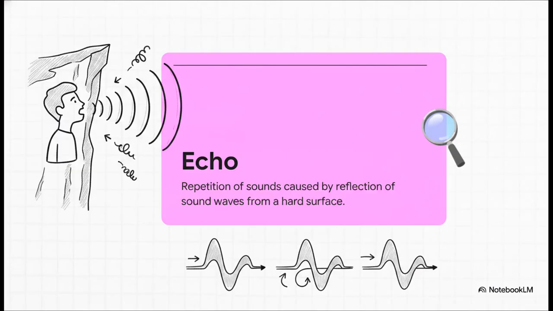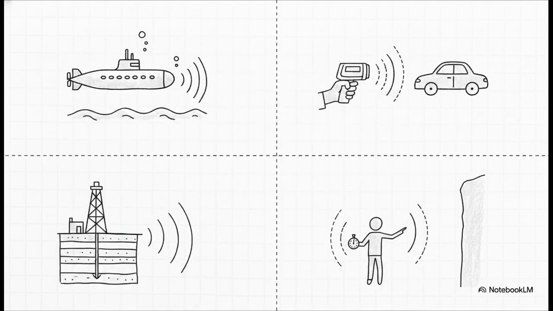Sound doesn't just travel in a straight line from an instrument to your ear. It interacts with the whole environment. Imagine standing at the edge of a steep canyon and just shouting into it. That distinct repetition of your voice is an echo. It's just sound waves traveling through the air, hitting a hard reflector like the cliff face, and bouncing right back to you.